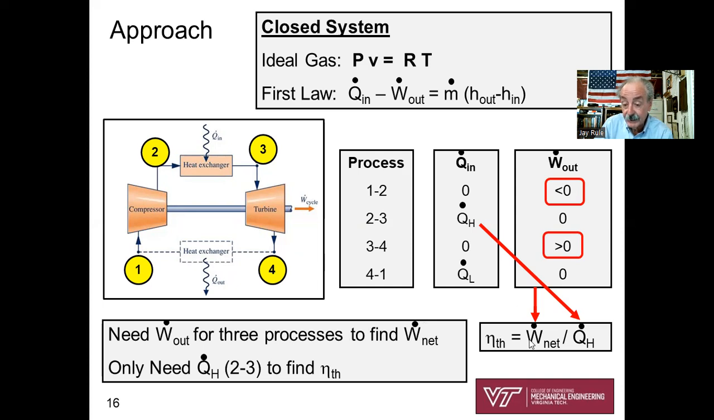Well, we've got Ẇ_net, we're given that, divided by Q̇_H, which we're going to need to find. And so we only need Q̇_H in order to find the thermal efficiency, as long as we get our units right.